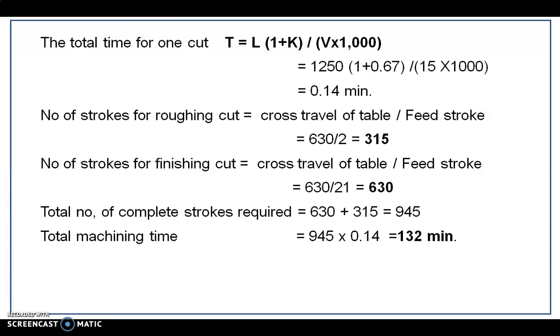So the number of strokes required is the cross travel of table divided by feed per stroke, which is 630 divided by 2, which is 315 strokes. Number of strokes for finish cut equals cross travel of table divided by feed per stroke, which is 630 divided by 1, which is 630. In the slide it is given as 21. It is a mistake. It should be 1. 630 by 1 equals 630 strokes.